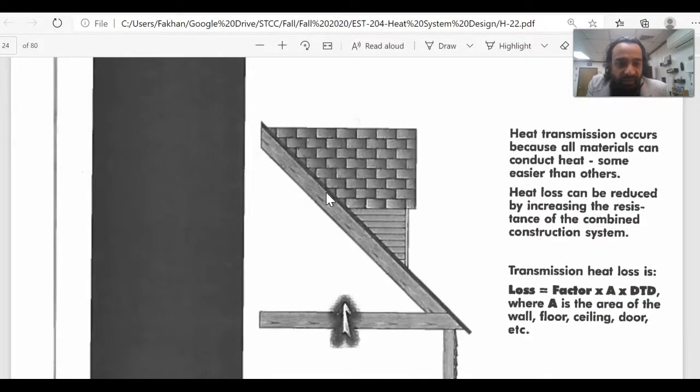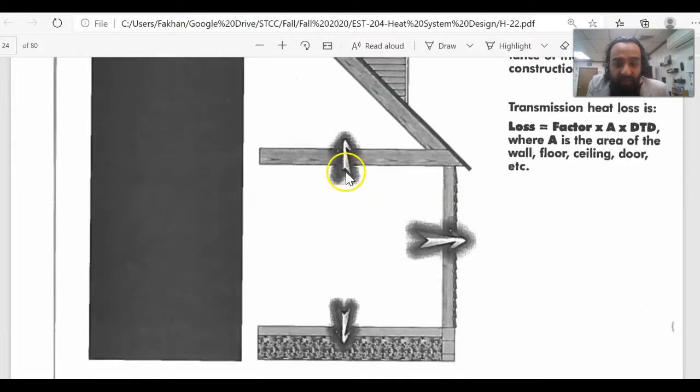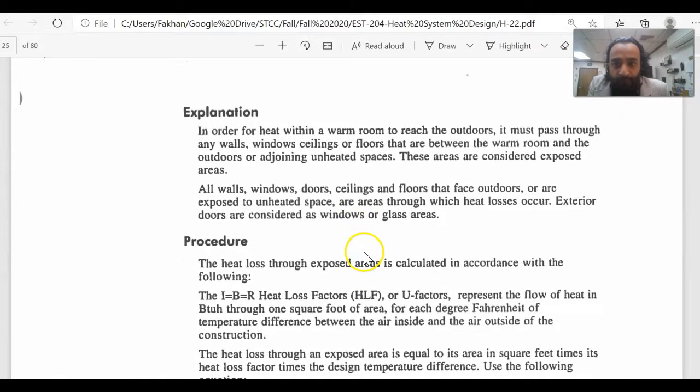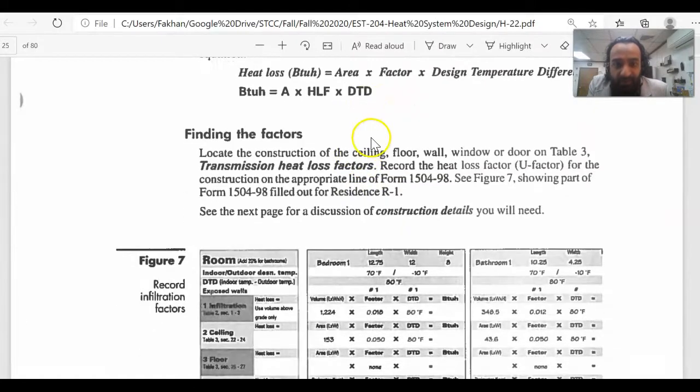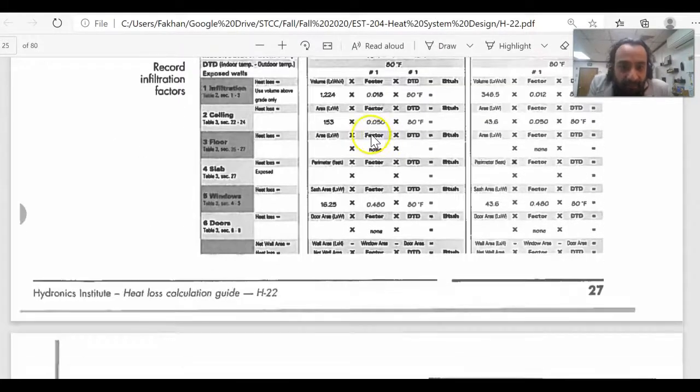So now we move to the transmission. Again, transmission is heat going through the ceiling, floor, and walls. The how explanation, we've been through that. Heat loss factor, we did that. And again, this is how it fills up little by little. The volume is for this.